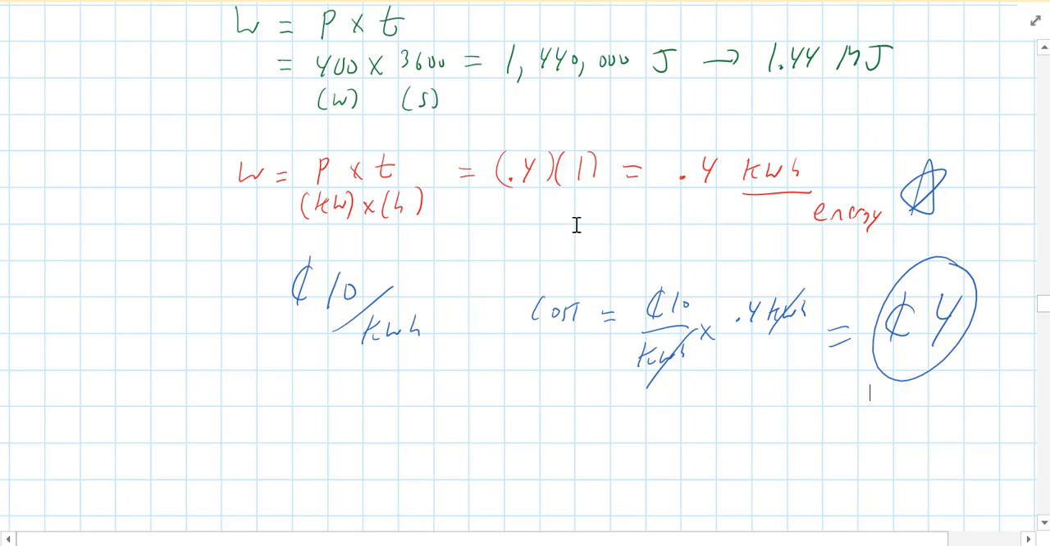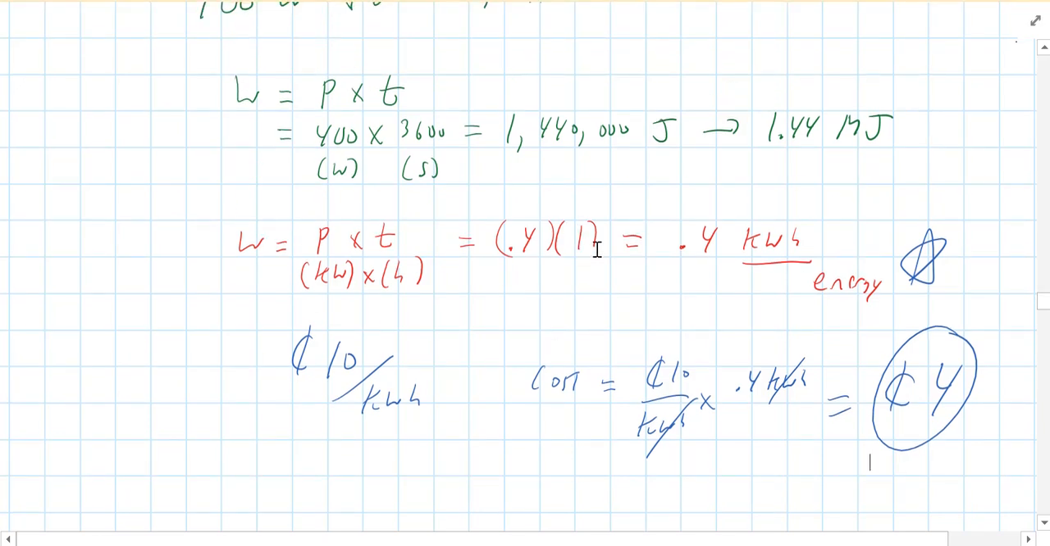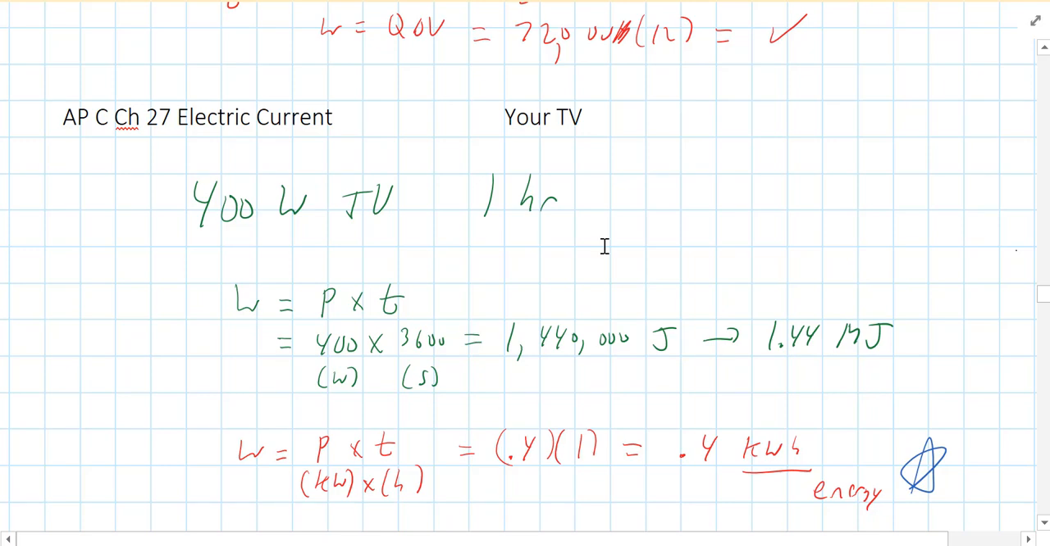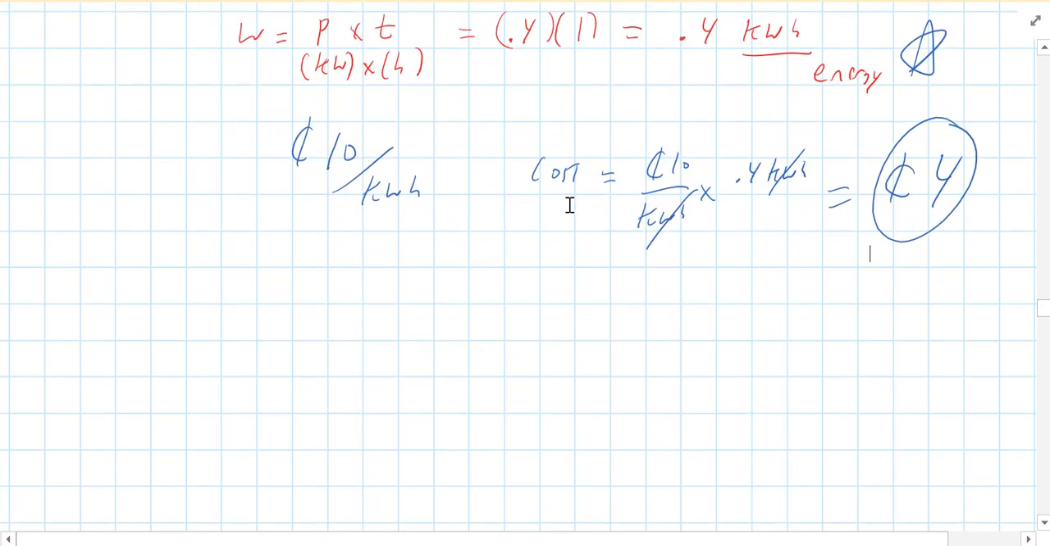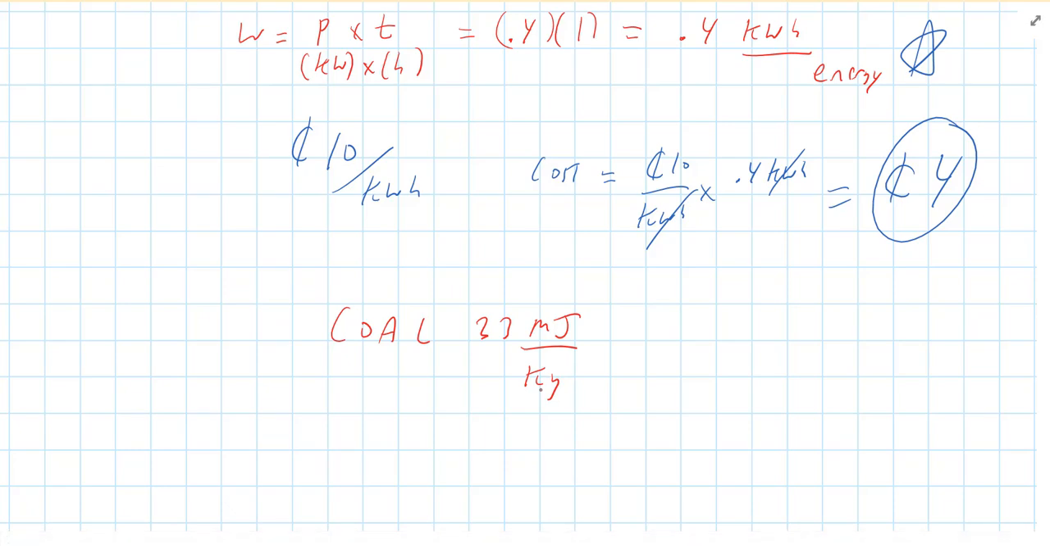So pretty cheap, right? But how much coal would that take? So let's say you were using a coal-fired power plant to power that TV for that 1 hour. If you look up coal, coal has an approximate energy value, and I'll write this down, of 33 megajoules per kilogram. So if you have like a book's worth of coal, that's about 2 or 3 kilograms, so it's about 70 megajoules of energy.